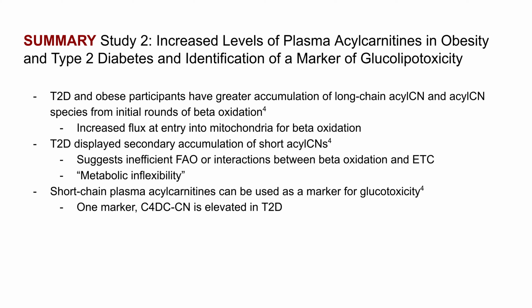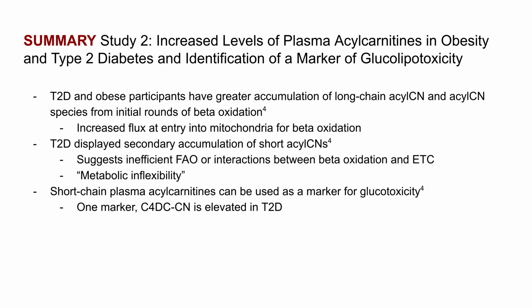Type 2 diabetics and obese participants had a similar accumulation of these long-chain acylcarnitines and also acylcarnitine species that arise from the activity in the initial rounds of beta oxidation, which is consistent with the increased flux at entry into the mitochondria for beta oxidation. Diabetics also had an accumulation of short-chain acylcarnitines, which suggests that there is an inefficiency in fatty acid oxidation or impaired interactions between beta oxidation and the electron transport chain.